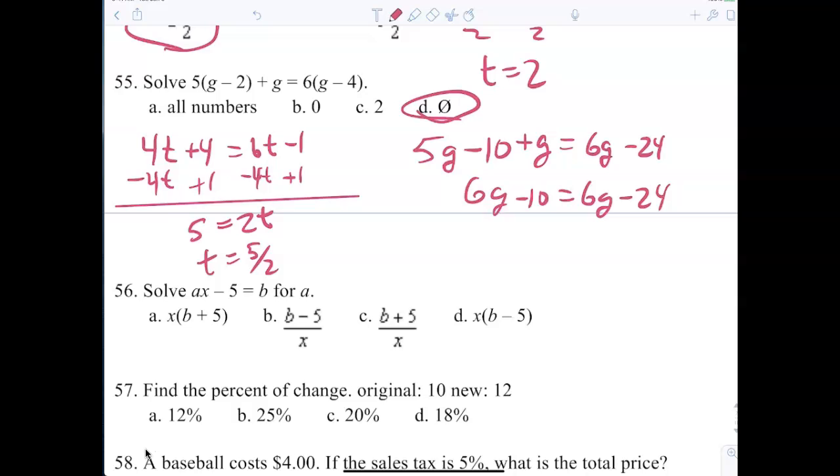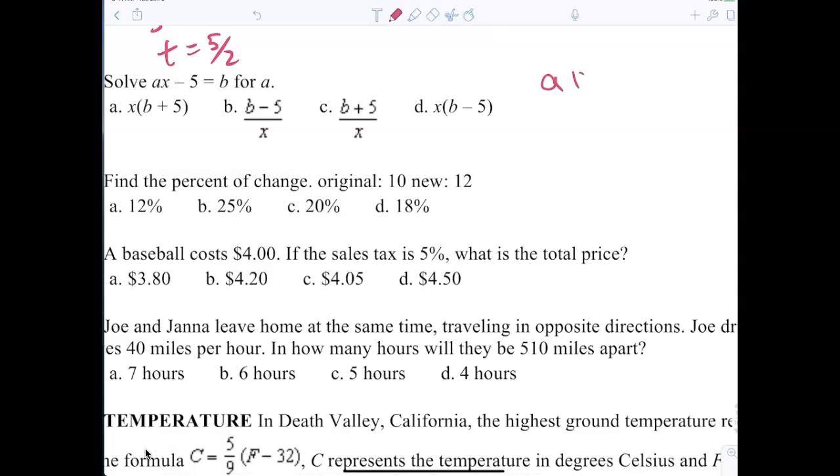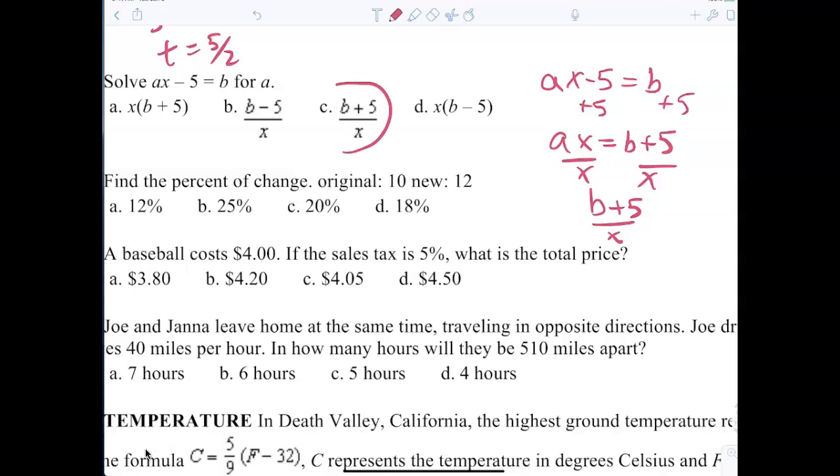All right. Here we go. Solving for A. So let's bring this over. This was the hard part for some kids. You're isolating A, so you have to add 5. AX equals B plus 5. And now I divide both sides by X. So A equals B plus 5 over X. You happy with that?